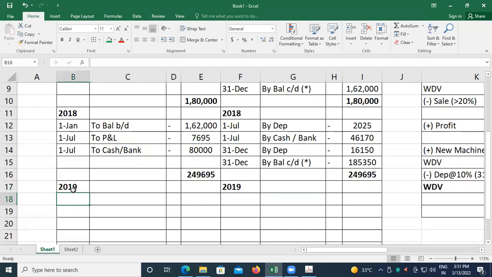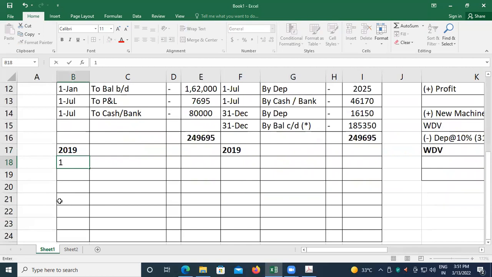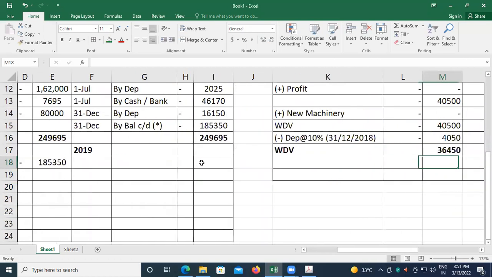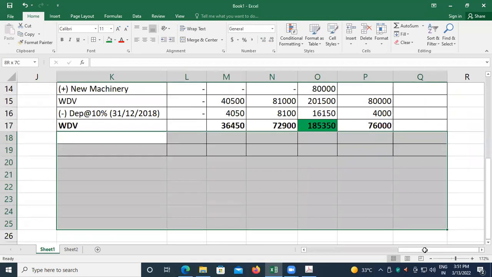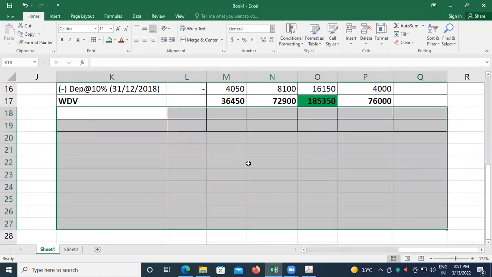So what will come here in the beginning of the asset value? We have to bring down first here. So 1st January, to balance brought down. How much balance? Remember, balance carried down is 1,85,350. Here it is also the same balance, 1,85,350 rupees. Let us go on to the question. I will extend this column because a few more calculations will come.